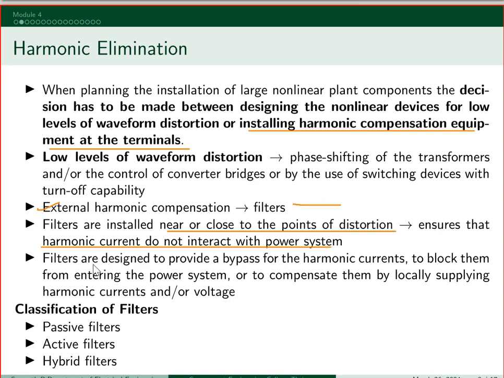And the filters can work in two ways. It can provide a bypass for the harmonic currents. This is one way. Or it can block the flow of harmonic currents from one point to the other, or entering the system. Or it can also compensate by supplying harmonic currents or voltages locally. So the harmonics can be suppressed by either bypassing the harmonic currents, blocking them, or compensating them locally. And the filters can be classified into passive, active, as well as hybrid filters.